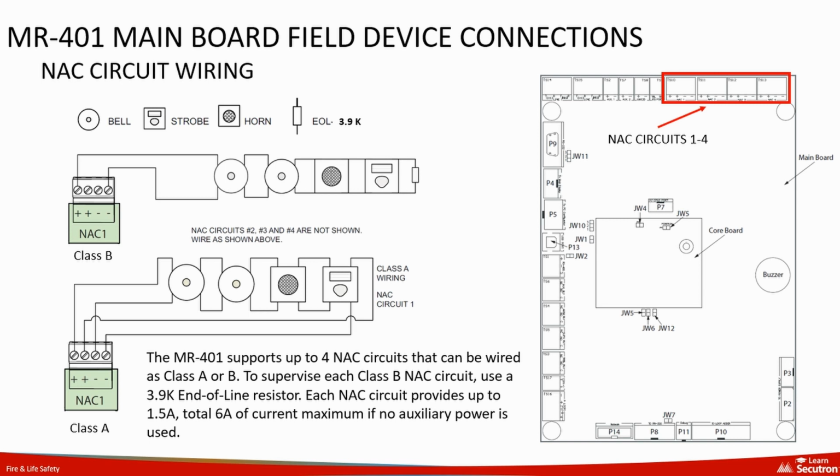Each NAC circuit can provide up to 1.5 amps with a combined total of 6 amps if no auxiliary power is utilized. Please note that while only NAC circuit number 1 is displayed in the diagram, circuits 2, 3, and 4 are wired similarly.